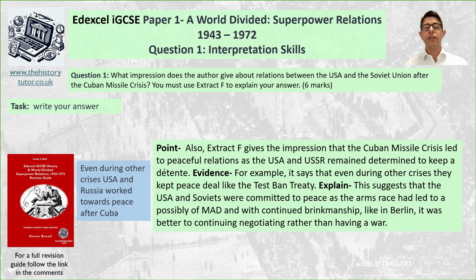Okay, so here's what I've said. Also, Extract F gives the impression that the Cuban Missile Crisis led to peaceful relations as the USA and the Soviets remained determined to keep a détente. For example, it says that even during other crises, they kept peace deals like the Test Ban Treaty. This suggests the USA and Soviets were committed to peace, as the arms race had led to a possibility of MAD, and continuing brinkmanship, like in Berlin, was better to continue negotiating rather than have a war. And you could relate that to the Cuban Missile Crisis because of the tensions in Cuba. Okay, so hope you had a good go at that and managed to practice a full answer.